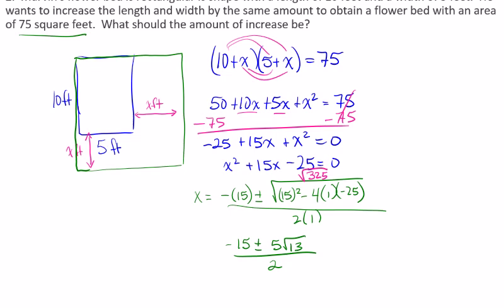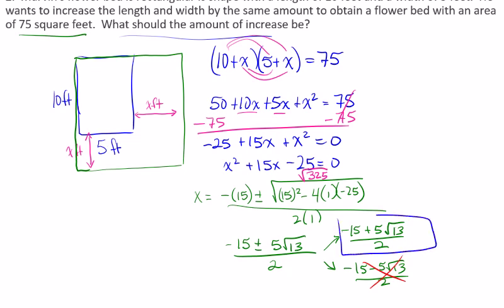All right, and so basically we have two possibilities: negative 15 plus 5 root 13, over 2. And that comes out to a positive, even though we can't simplify that. Whereas negative 15 minus 5 root 13 over 2 does not come out to a positive. So if it says what should the amount of increase be, this is our answer, right? This many feet, excuse me.